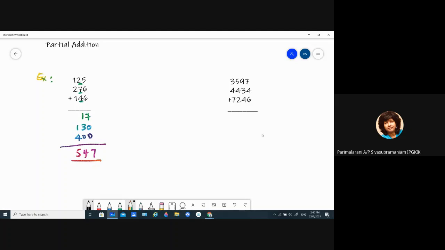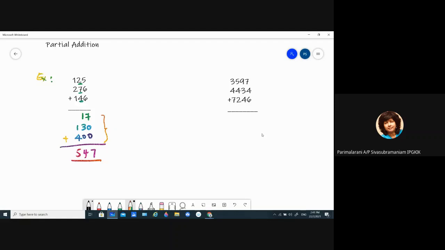This is actually quite easy to do, quite a good algorithm, because when they add according to place value here, they only add single digits. All the while they add single digits. And with this part here, you see there are a lot of zeros. So it's very easy for them to add. Okay, so this is partial addition. We have another example on the right hand side.